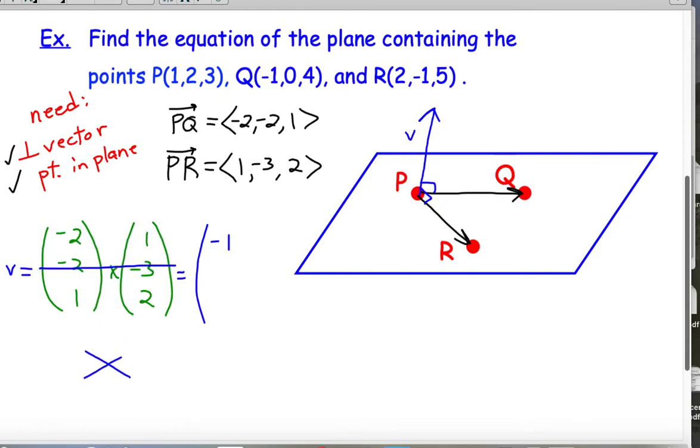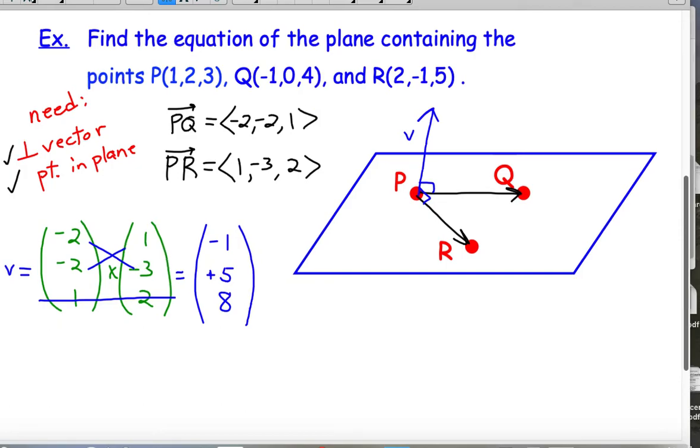Then I'm going to hide the y components and do the same idea. I'm going to do -2 times 2 is -4 minus 1 times 1. -4 minus 1 is -5. And then for the y component, we take the opposite of that, so it's +5. And then we hide the z components and do the same idea. We're going to do -2 times -3, that's 6, minus -2 times 1 is -2. So we get 6 minus a -2, so that's 6 plus 2, which is 8. So there's my vector V perpendicular to the plane.